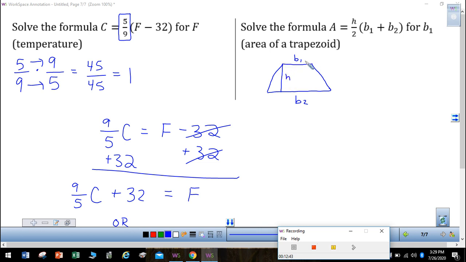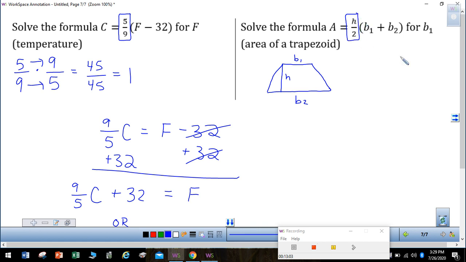The length across the top is called B1. This is a subscript. The length across the bottom is called B2. So here's the formula, and we're going to solve this formula for B1. So we want to get B1 by itself. Just like we did with the temperature formula, we're going to start by focusing on this fraction out in the very front, h over 2.